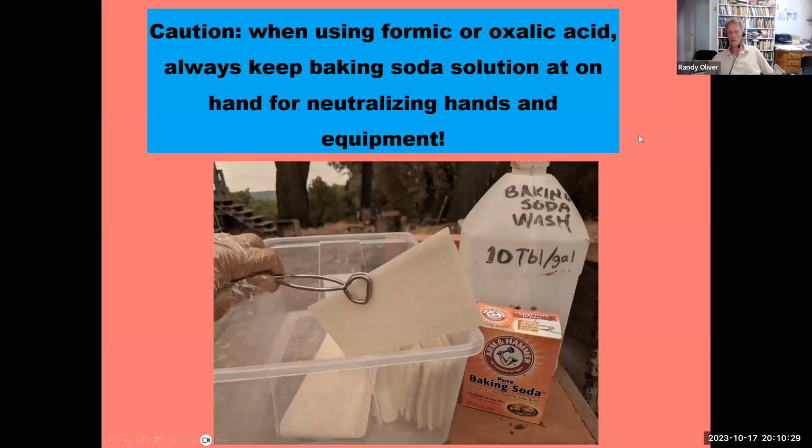Okay, now let's move on to the other acids, oxalic and formic. Both of those are acids. They're both a little bit stronger than lemon juice and can burn your eyes. You don't feel them on your skin, but if you get formic on your skin, you may not feel it. The next day, all your skin peels off your hand.